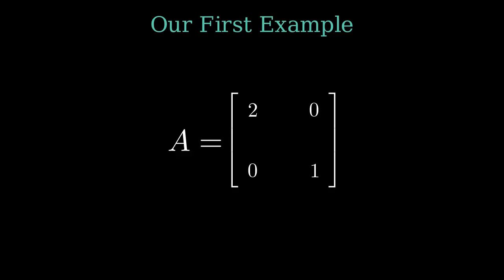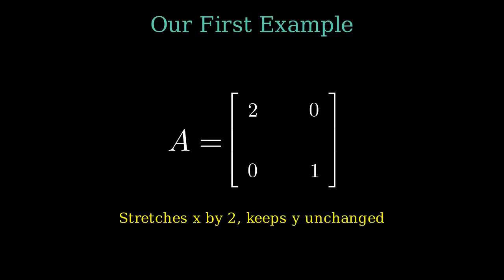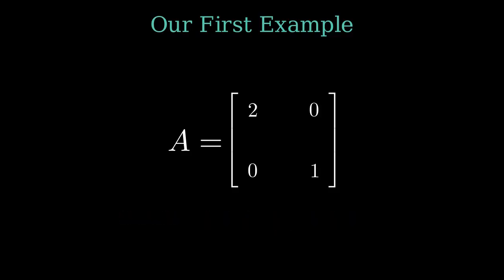Let's start with the simplest possible matrix. This is a diagonal matrix where the diagonal entries are 2 and 1. This matrix stretches the x direction by 2 and keeps the y direction the same.